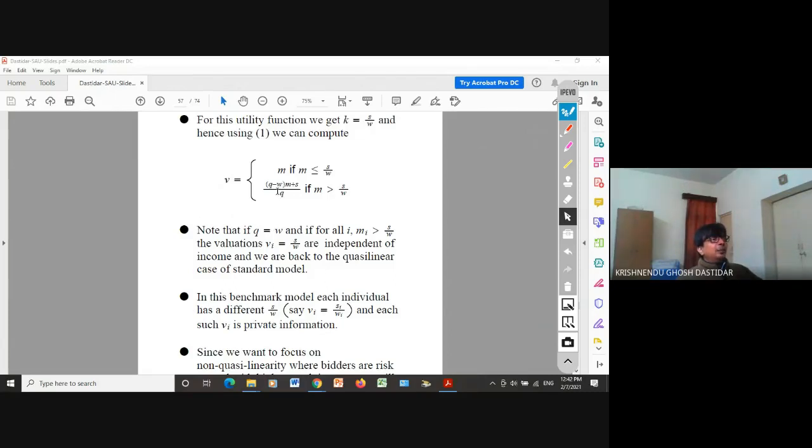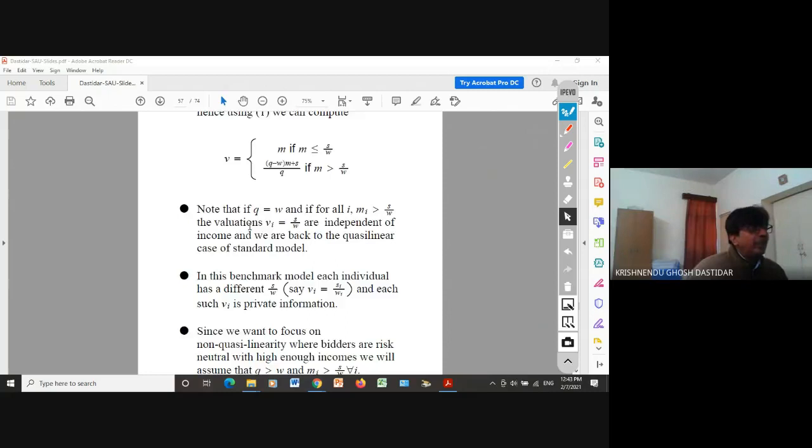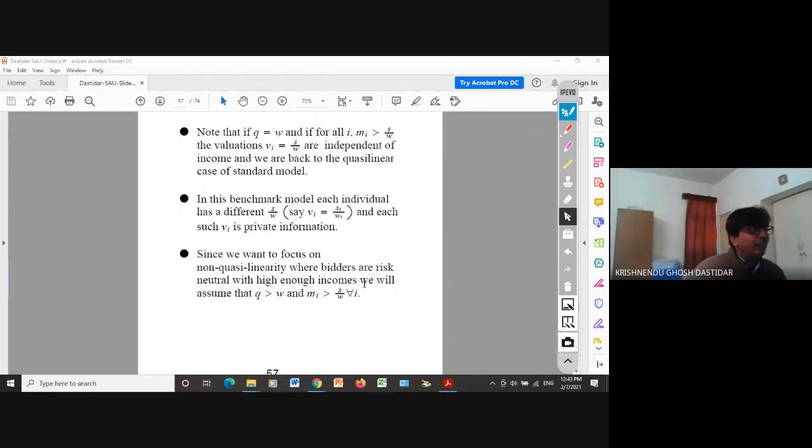Now, if q equals w, what is valuation? It's just s by q. And so each player's s by w, or s by q, whatever you call it, when q is equal to w, is private information. And we are back to the canonical model. But since we want to move away from the canonical model, we'll assume q greater than w, right? So since we want to focus on non-quasi-linearity, where bidders are risk neutral with high enough incomes, we'll assume q greater than w and m_i greater than s by w for all i.